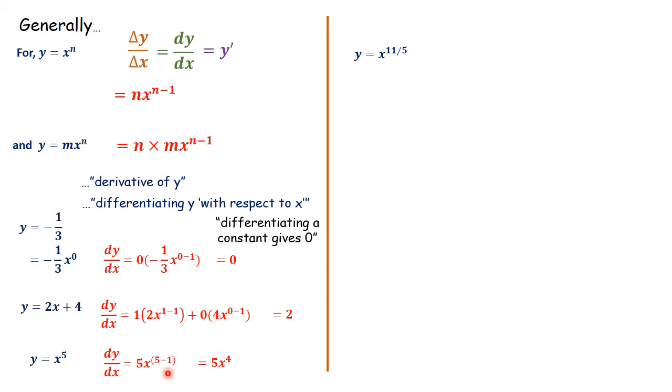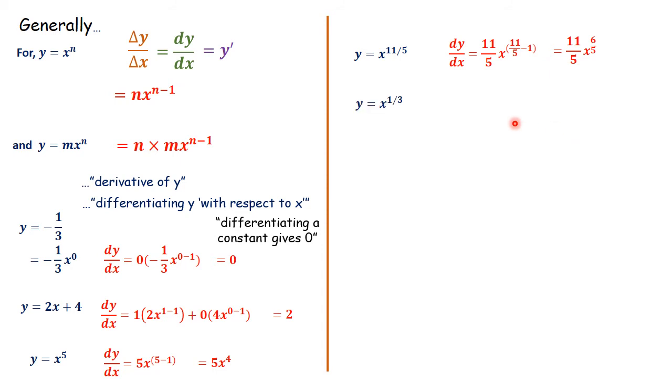It's very, very important. What about when you have y equals x raised to power 11 over 5? We do the same thing. We'll have dy/dx equals 11 over 5 multiplied by x raised to power 11 over 5 minus 1, which gives 11 over 5 x raised to power 6 over 5, and I think that's clear.